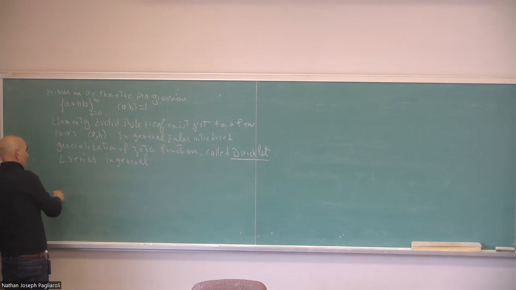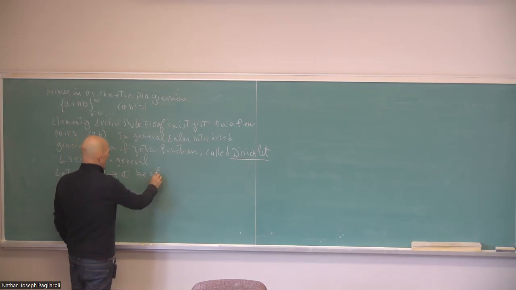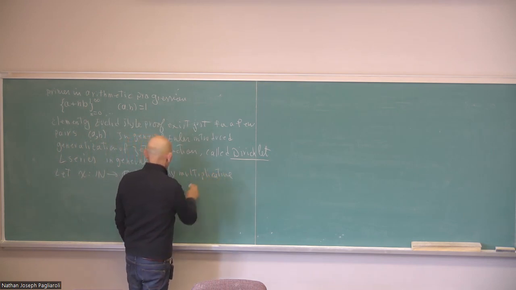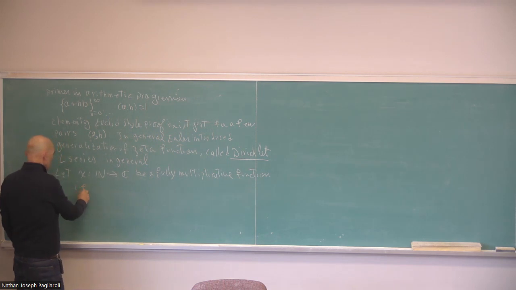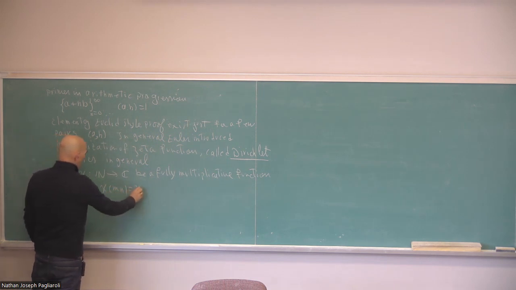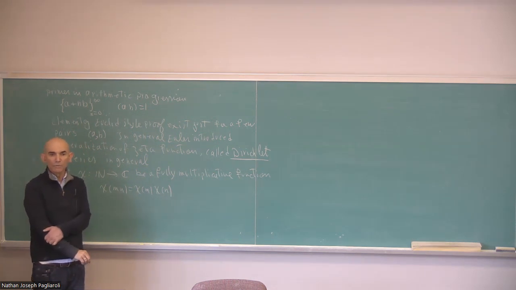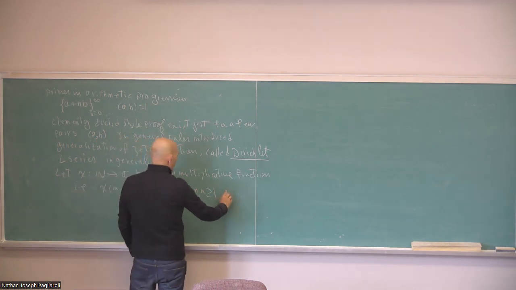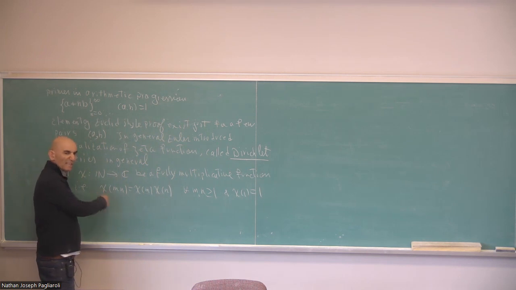So, what are they? Let chi from N to C be a fully multiplicative function, i.e. chi of mn is equal to chi of m times chi of n for all m and n, and chi of 1 is equal to 1. I'm going to say a little more about this chi, but for now, that's enough.